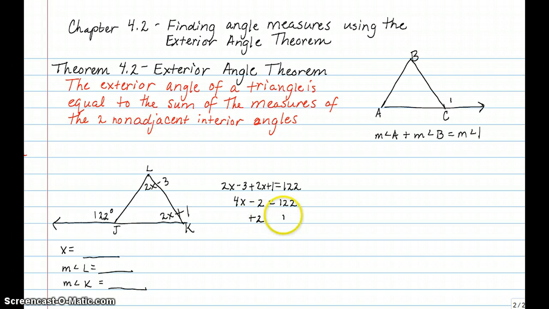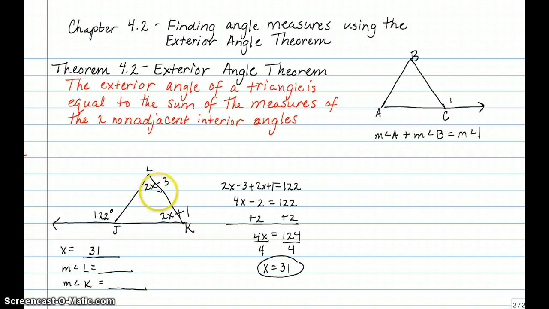We add 2 to both sides. And we're going to end up with 4x equaling 124. Now we're going to use the division property of equality to make an equivalent equation. Divide both sides by 4. 4x divided by 4 is x. There's no need for a calculator on this. 4 goes into 12 3 times, no remainder. 4 goes into 4 1 time. So x equals 31, or 31 degrees.